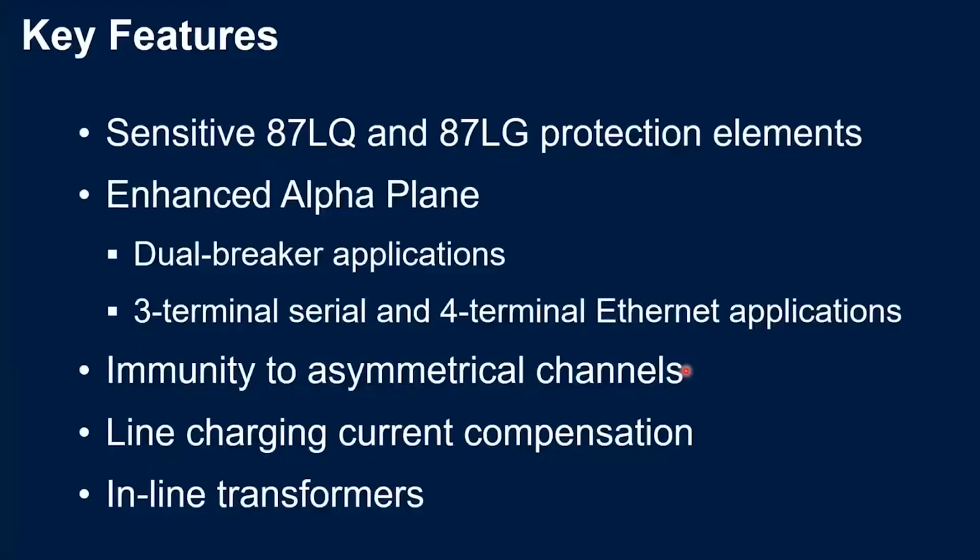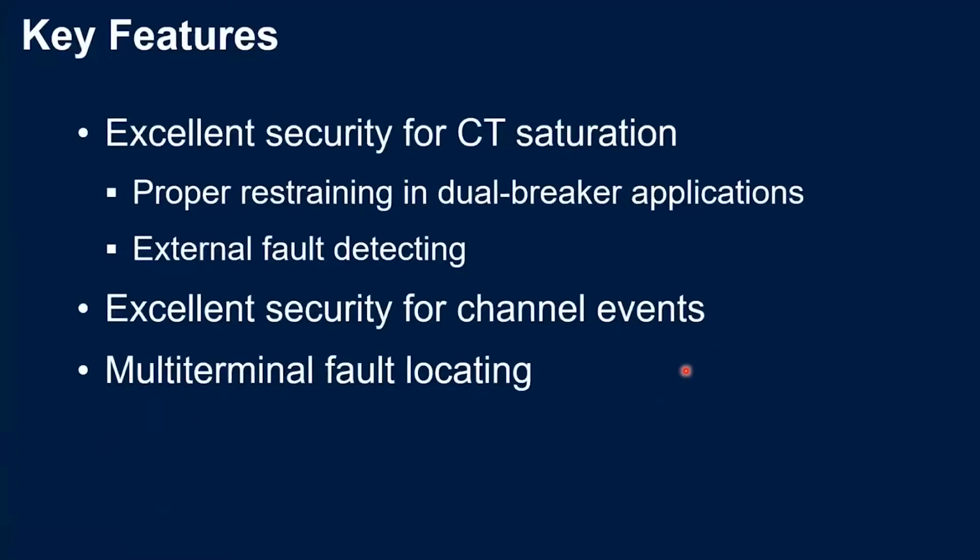Let's see a summary of the key features of the line differential with the alpha plane. We have the sensitive negative sequence and zero sequence protection elements. We have an enhanced alpha plane with dual breaker application for 3 terminals with serial communication, and up to 4 terminals if we use Ethernet communications. We saw that it's immune to asymmetrical channels. We saw we can implement line charging current compensation and the in-line transformer. We saw that it offers excellent security for CT saturation with proper restraining in dual breaker application and external fault detection. Excellent security for channel events, mostly because of the last part I was telling you about, the disturbance detection. And it also has multi-terminal fault locating.